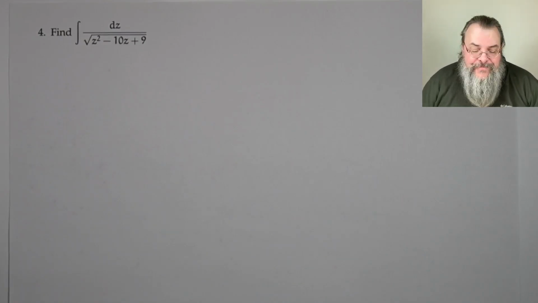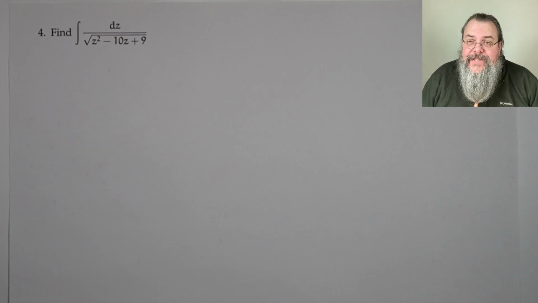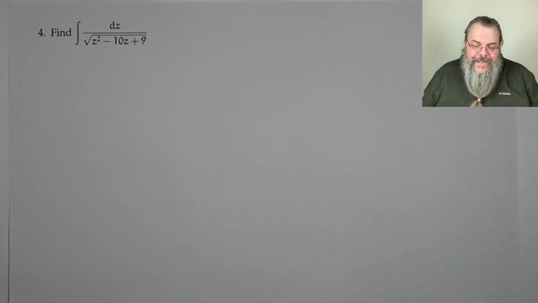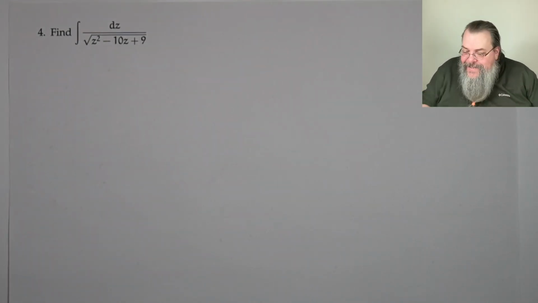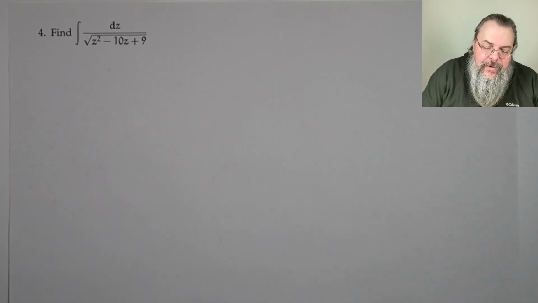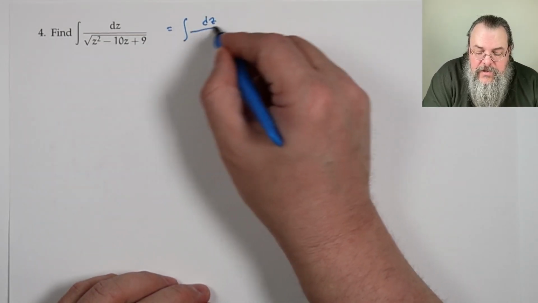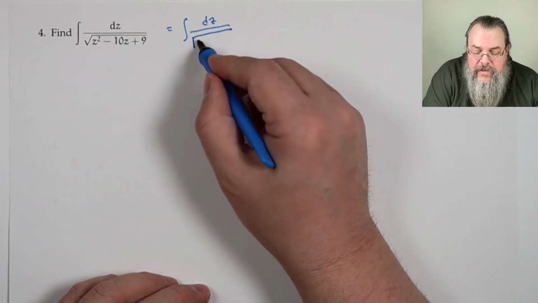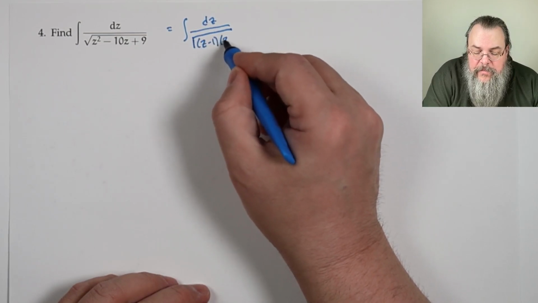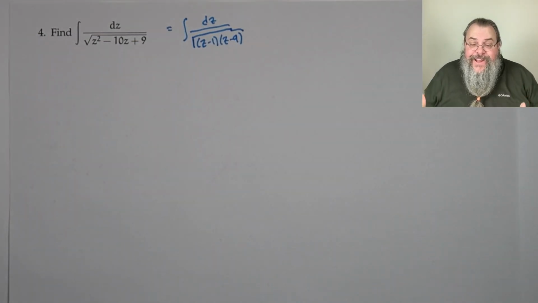Our fourth problem. Find the integral of dz divided by square root of z squared minus 10z plus 9. And we might look at this and say, oh, this is exciting, because notice, this factors. And we'll get excited because factoring is a good sign, right? Because you might say, hey, this is the integral of dz over, and downstairs, this factors as z minus 1 times z minus 9. True story. And then you're like, cool.